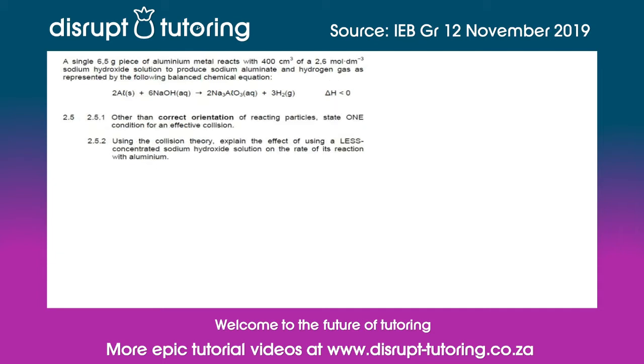So the next question, 2.5, asks us to state one condition for an effective collision other than the correct orientation of the reacting particles. So according to collision theory, reactions take place due to the collision of particles, and if the particles are correctly oriented, the only other condition required is that the kinetic energy of the particles must exceed the activation energy required for this reaction to take place. So the answer is that the kinetic energy of the particles must be greater than the activation energy of the reaction.